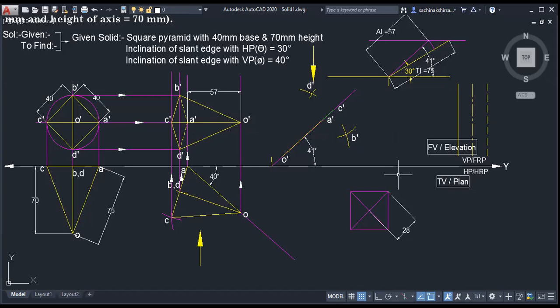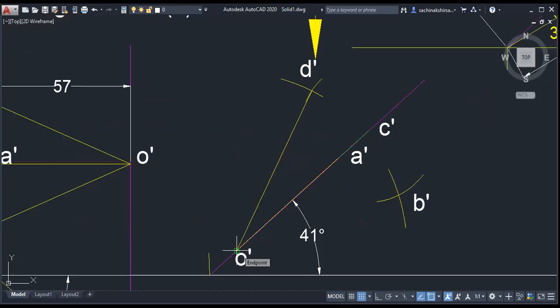Like this. Now we have to join this. So simple. O dash to D dash, D dash, then C dash and D dash. This and this.